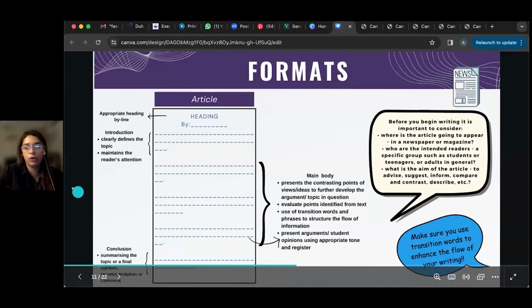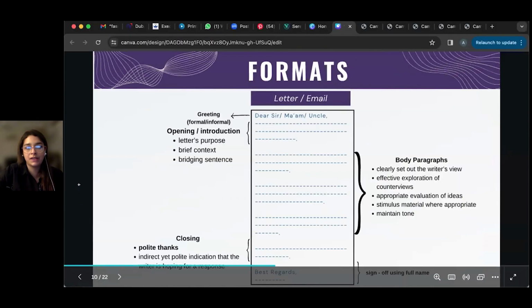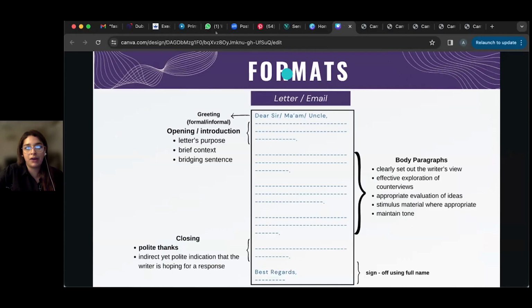Okay, talking about formats now, since that is something that a lot of students are confused about, and rightly so. We talked about the article format. I'm going to quickly go over the remaining formats. The first one being that of a letter, because this is the simplest. Now, letters and emails follow the same format in a way.